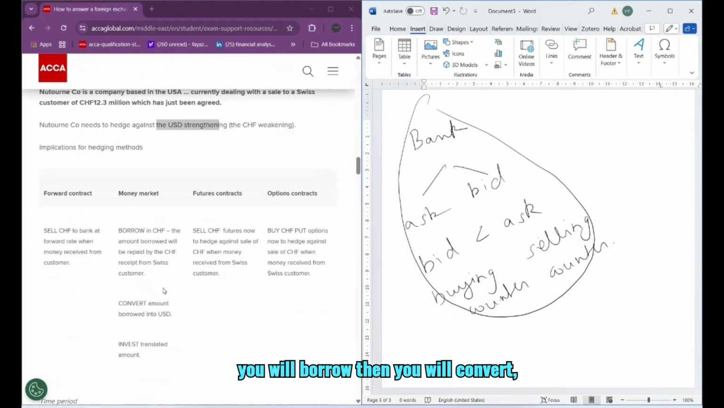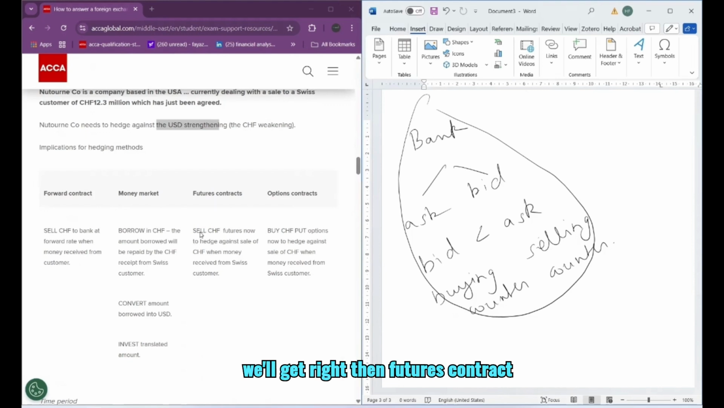So you will borrow, then discount it using the borrowing rate of the Swiss banks, and then convert that discounted amount to USD, invest that into a US bank at a deposit rate, and add that deposit rate as well in the amount invested. And then whatever you might have borrowed in CHF terms, you're going to repay using the CHF receipt that you'll get.